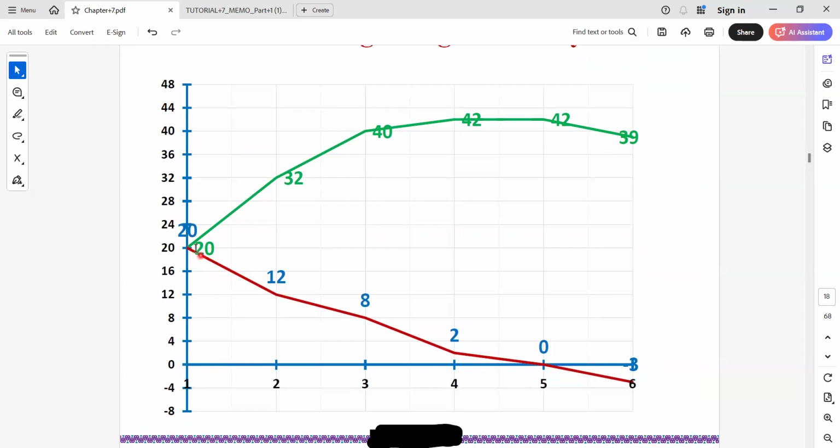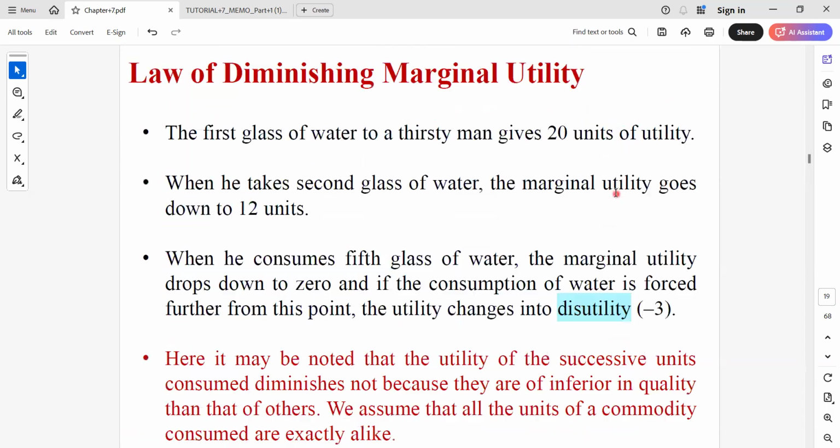Yeah, so your graph for marginal utility is downward sloping, just like the demand curve. And the total utility is increasing and then decreasing. Where your marginal utility is 0, your total utility is at its maximum. And where your marginal utility is negative, your total utility is decreasing.